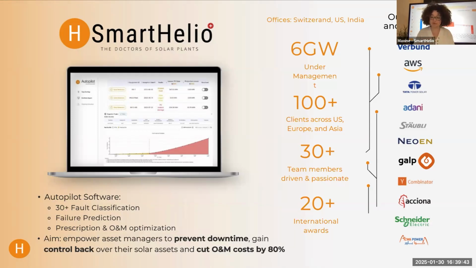Our aim at Smartelio is very simple. We aim to empower asset managers to prevent downtime, gain control back over your assets, but also cut O&M costs by almost 80% through automation and, of course, through pattern recognition. Now we have over 6 gigawatts of assets under management, working with more than 100 clients across the world. So we are very international, and just like Shankaran said, we have 30 people working and very driven by our mission of making sure that any solar asset in the world should work well in the most profitable way possible.